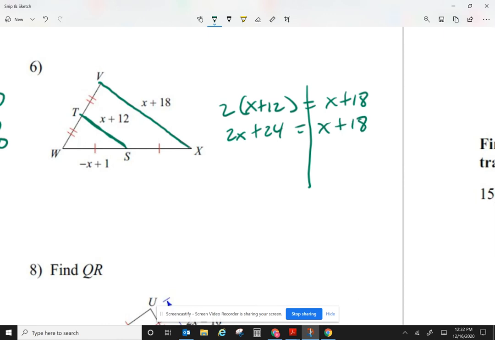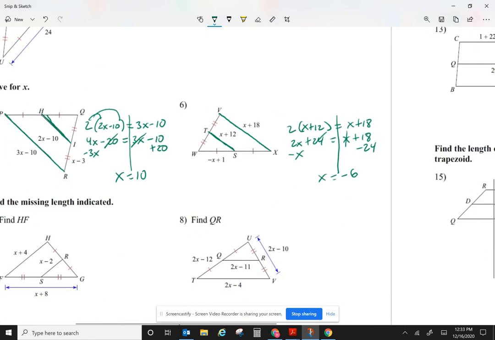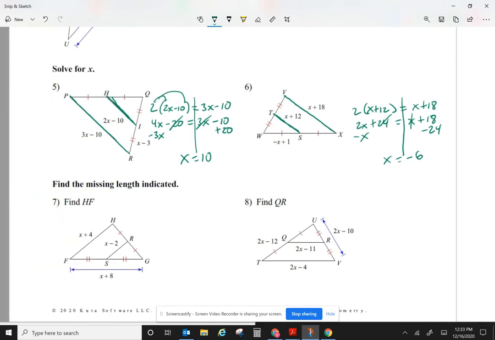I see x's on both sides, so let me move the smallest x. Let me move the 24. So on the left side, I have 1x. On the right side, 18 minus 24 gives me negative 6. X equals negative 6. So that's all we've got to do, right? The midsegment times 2 equals the side that is parallel to it.